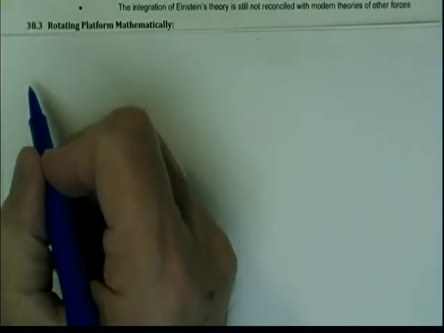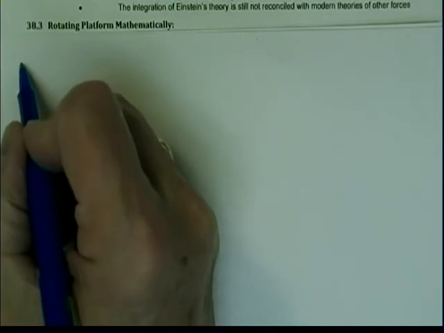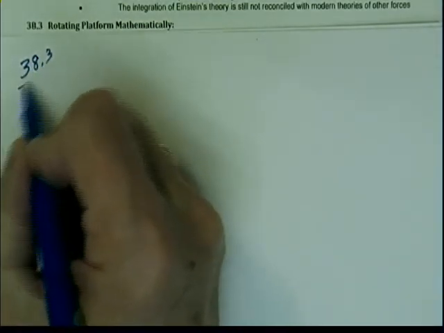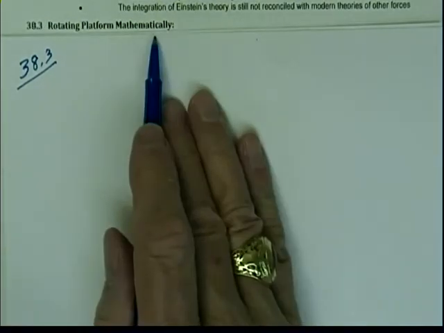We're in the chapter on general relativity and astrophysics, and this is chapter 38, section 38.3. We're going to be looking at the rotating platform.